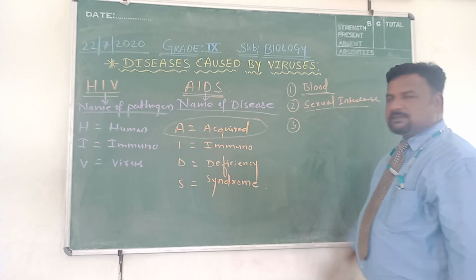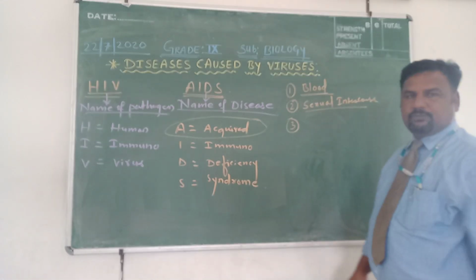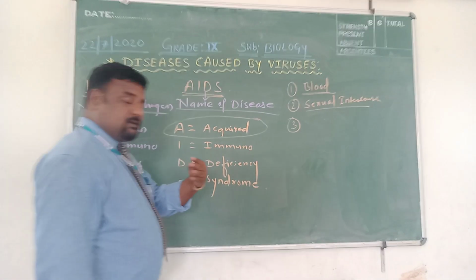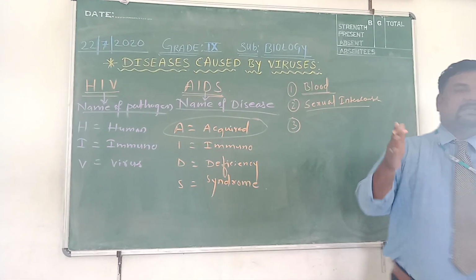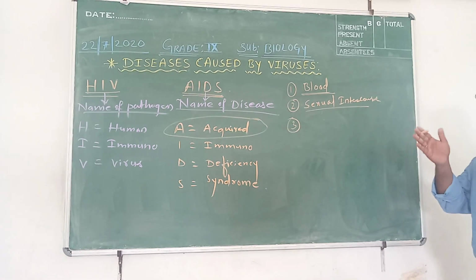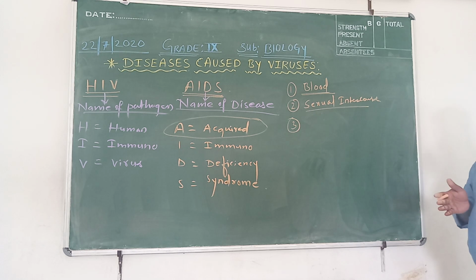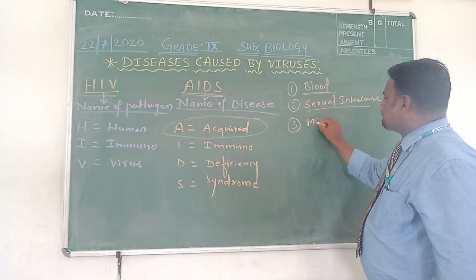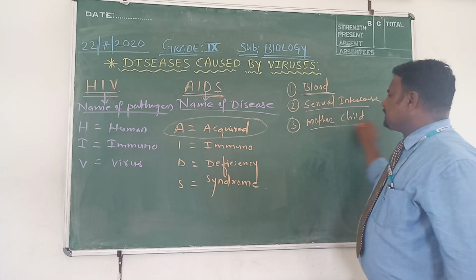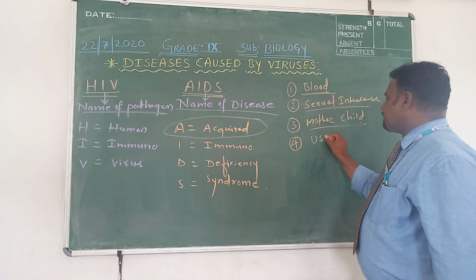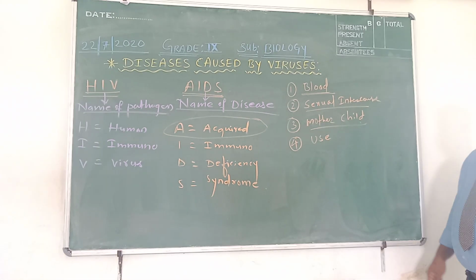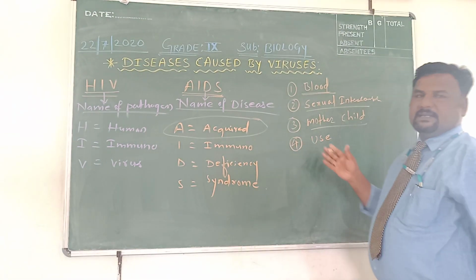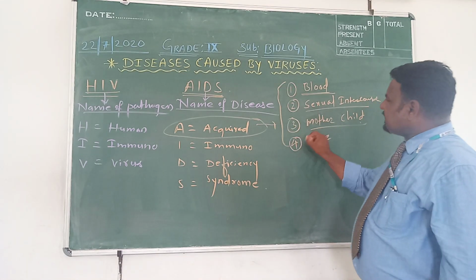And third, if the mother is infected, if the mother is HIV positive, there is a chance of it passing to the child. The child growing inside the mother's womb can also get that disease from the mother. So, from infected mother to child. And next, use of infected needles and syringes which were used by an HIV infected person. If another healthy person uses the same, there are chances of infection. So it is acquired. These are the major modes of transmission of HIV.